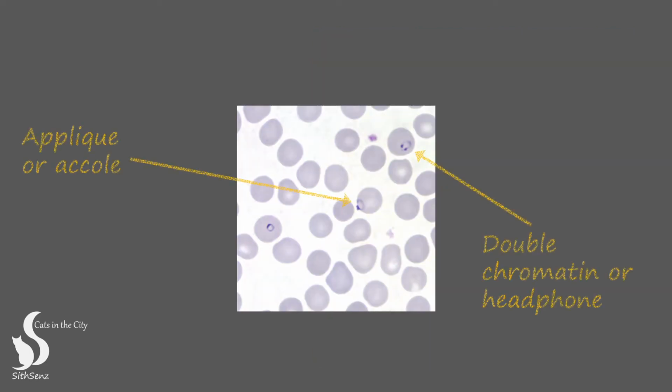Here, you can see two special ring forms, an applique and a double chromatin dot. What is an applique? Applique form looks like the trophozoite is stuck to the host RBC cell membrane. It's also called a accole. And the double chromatin dots look like a headphone. Both of the forms have thin cytoplasm. These forms are characteristic of Plasmodium falciparum. Ah, so this is the infamous Plasmodium falciparum.